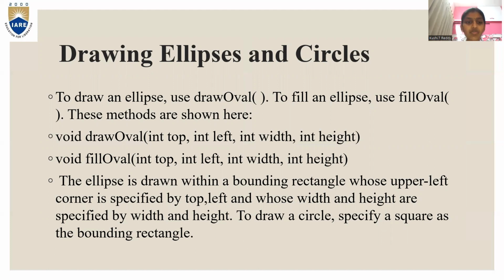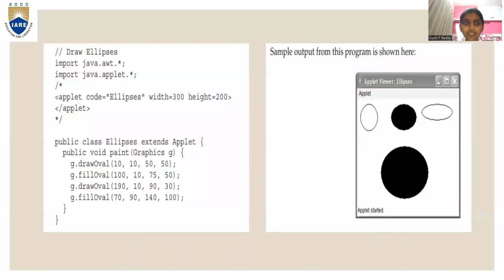So the syntaxes are as follows: void drawOval(int top, int left, int width, int height); void fillOval(int top, int left, int width, int height). The ellipse is drawn within a bounding rectangle whose upper left corner is specified by top, left, and whose width and height are specified by width and height. To draw a circle, specify a square as the bounding rectangle.